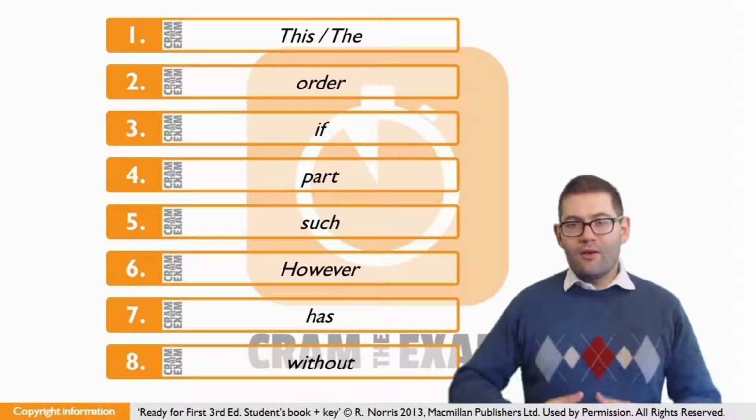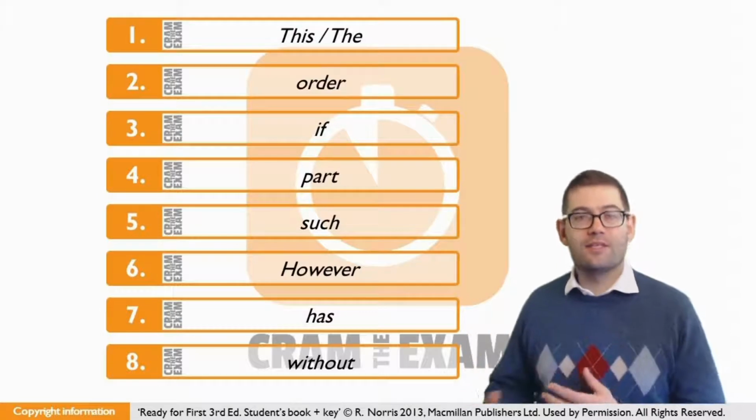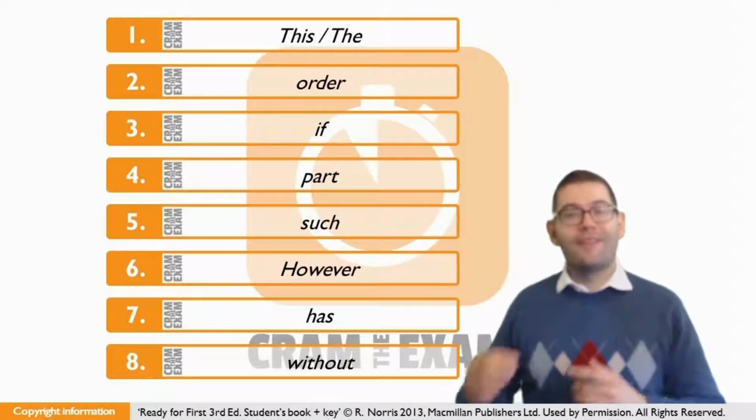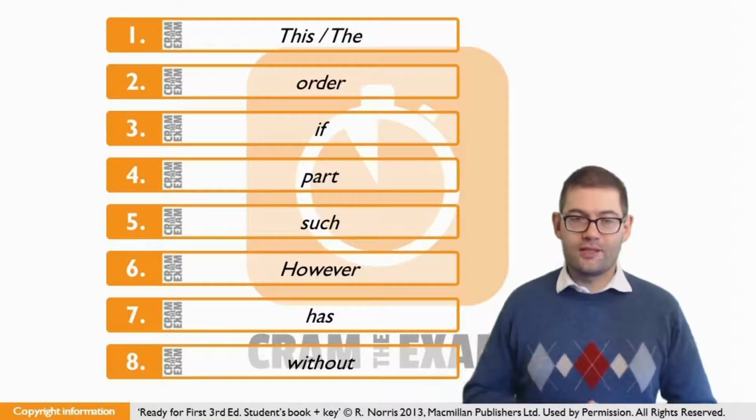For question number 3, what the context is trying to do here is introduce some kind of hypothetical situation. What the city would look like if there were no cars. And that's of course why we need if, because it introduces hypotheticals.